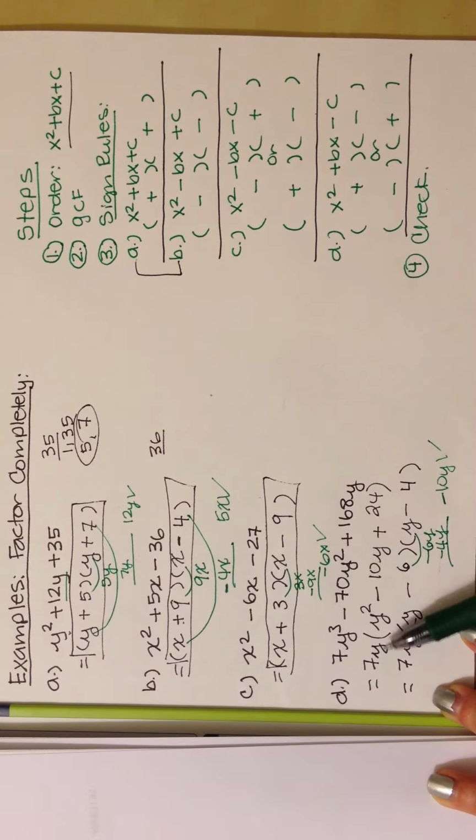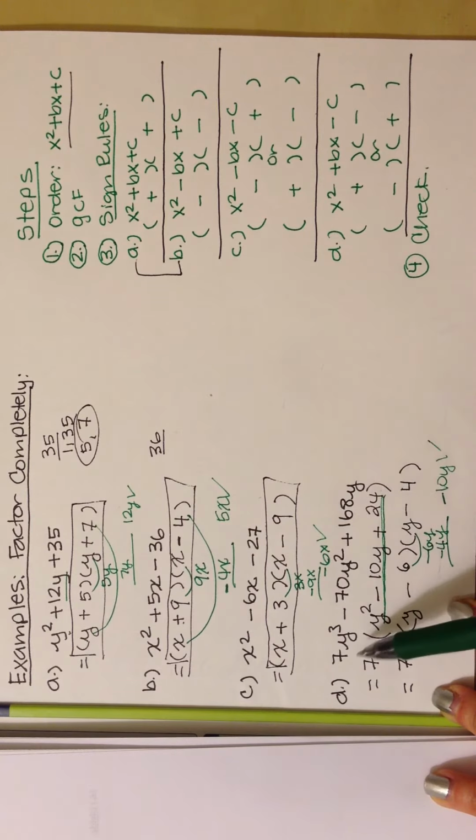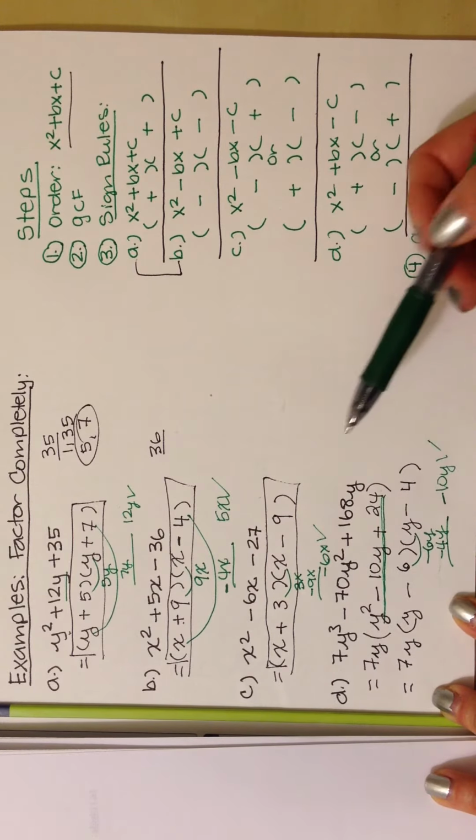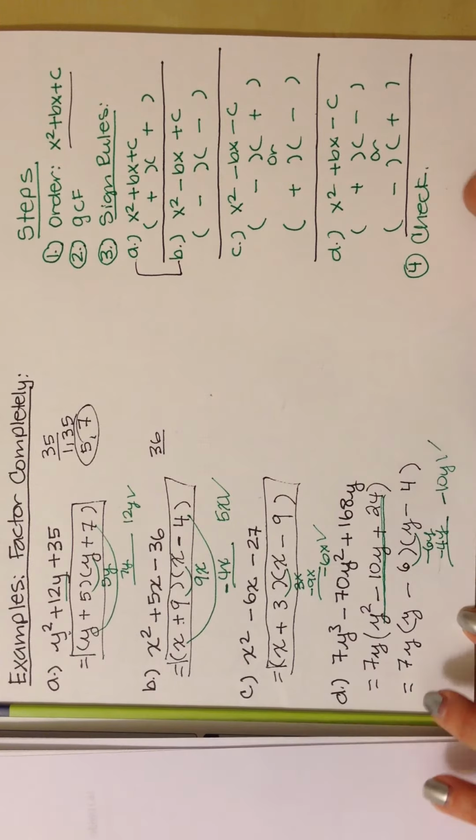When you factor out your GCF first, make sure that you are looking at the trinomial that is in the parentheses. We are no longer focusing on the original problem. When you factor, you are factoring the trinomial in the parentheses, so be careful with that. And that would be it.